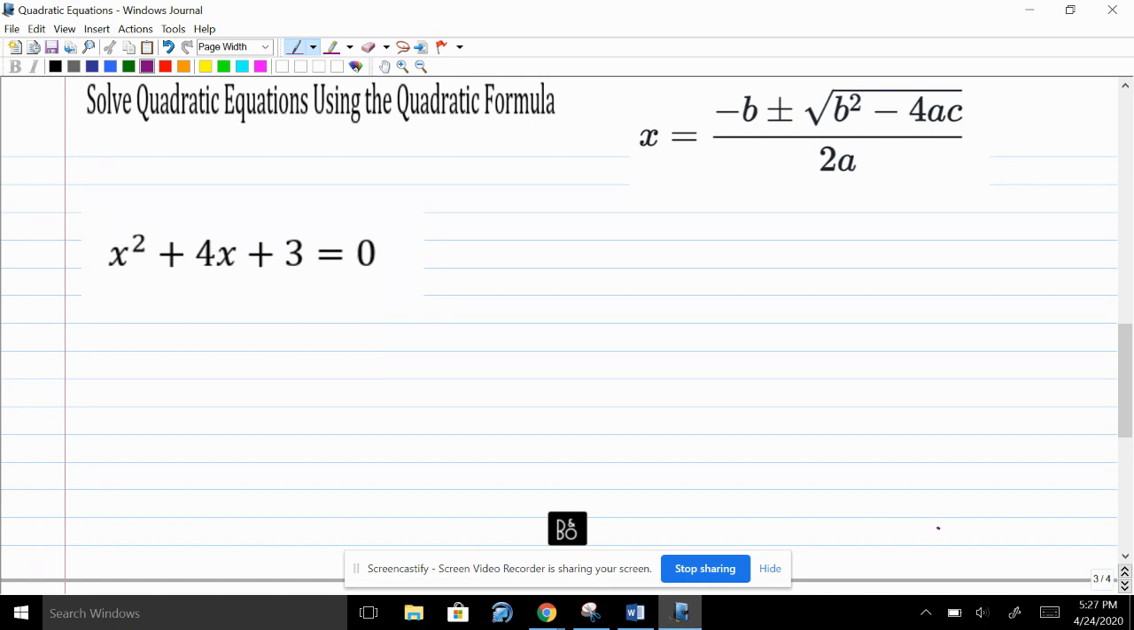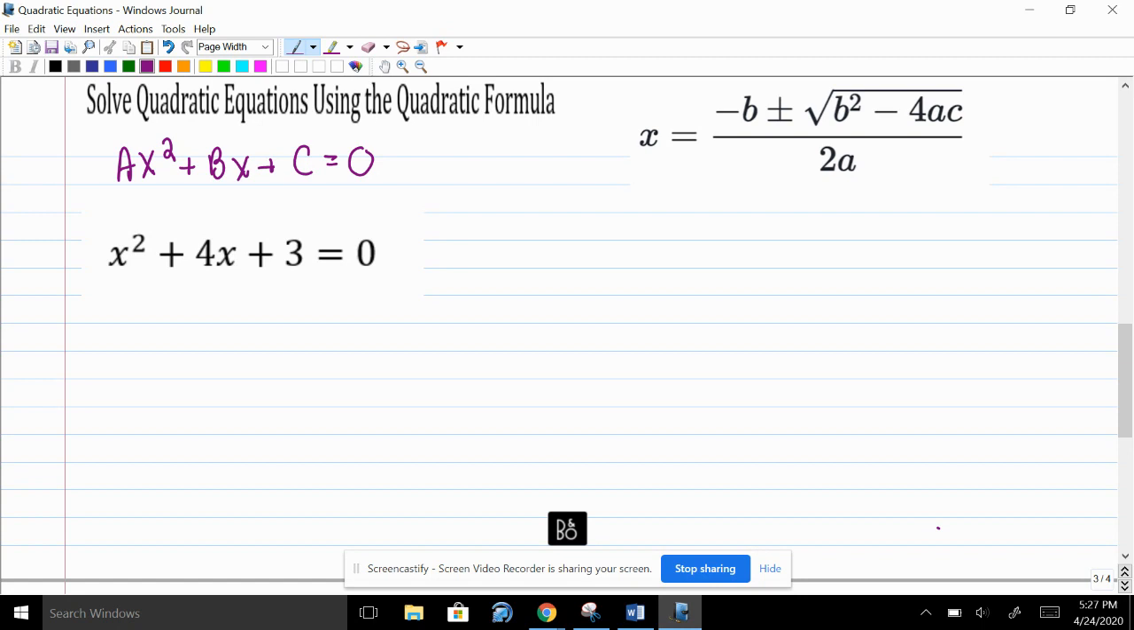The first thing to address is that you see there's A's, B's, and C's in here. Where the heck do those come from? Because there's no A, B, and C here. A quadratic equation, when it is written in standard form, looks like this: ax squared plus bx plus c is equal to 0.